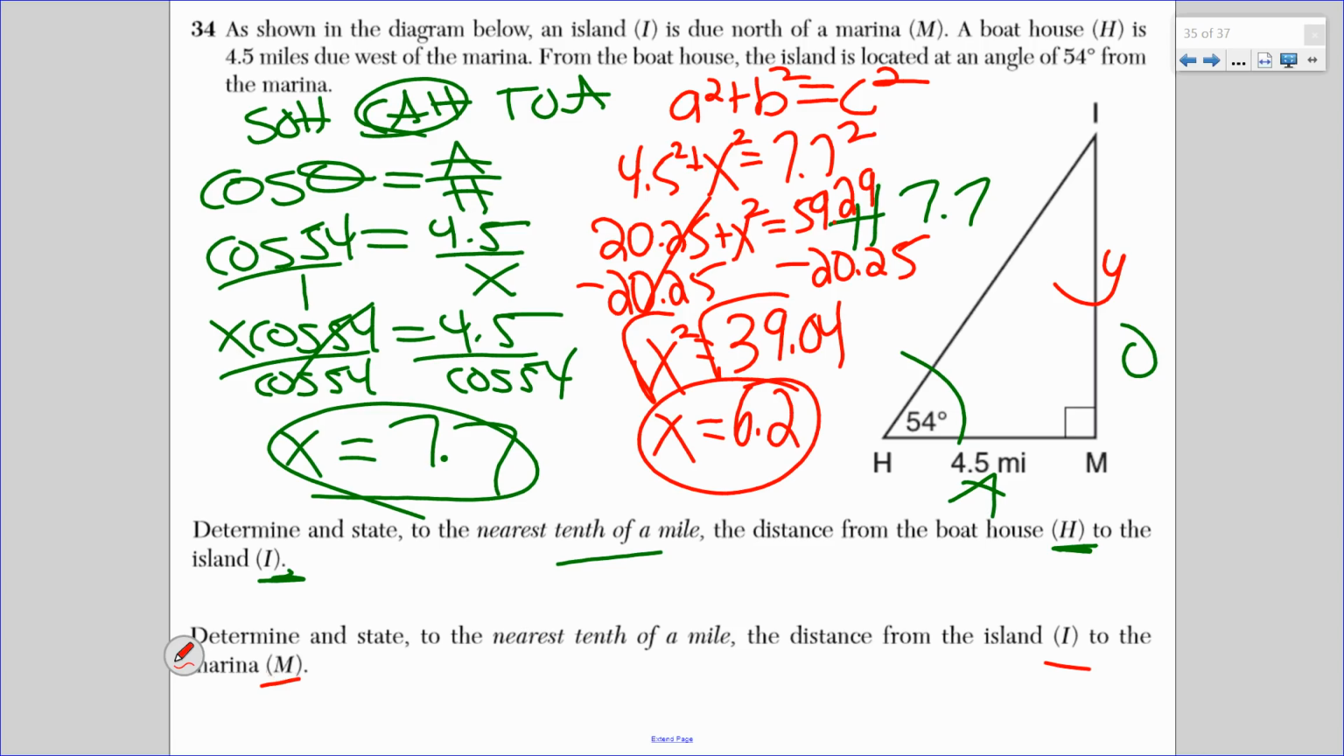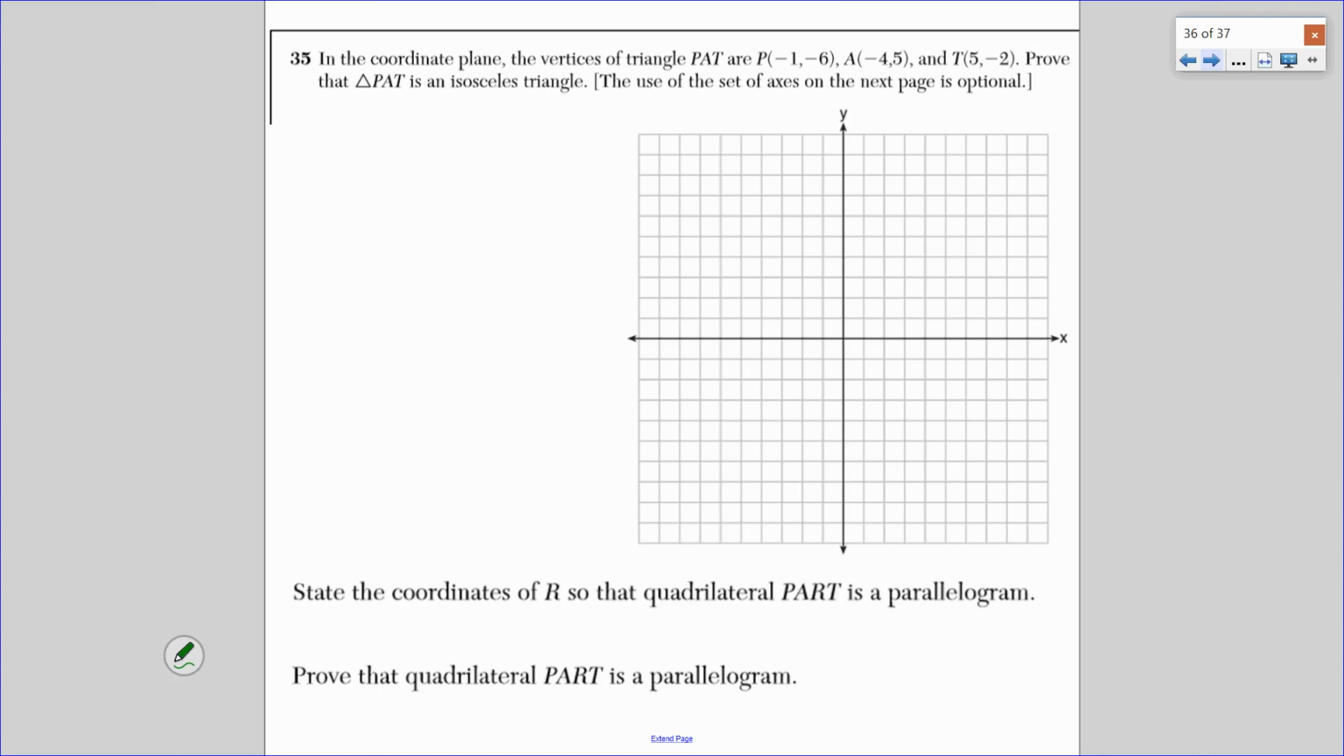Real simple, real straightforward 4-point question. Which brings us to a real simple, real straightforward 6-point question. In the coordinate plane, the vertices of the triangle are negative 1, negative 6, negative 4, 5, 5, negative 2.